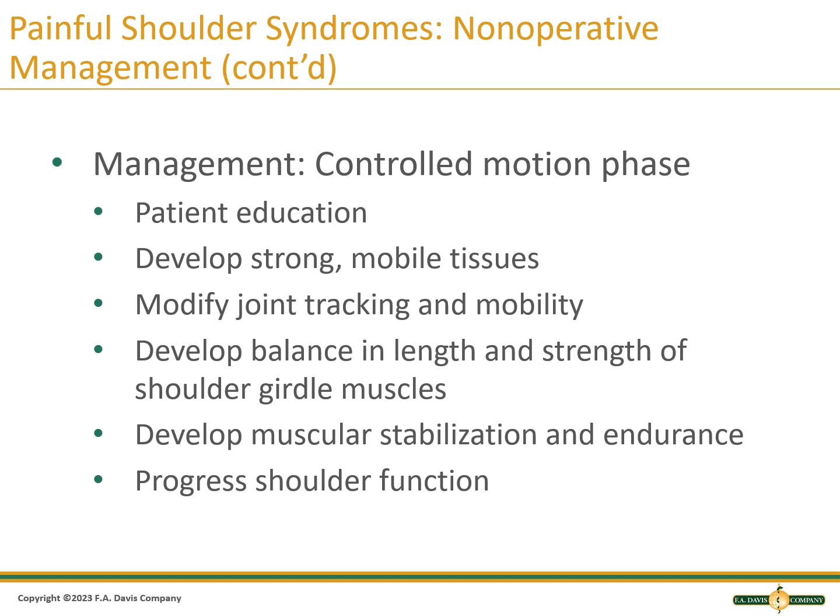During the controlled motion phase, we'll continue to provide patient education about appropriate activities to participate in, modifications that are needed, appropriate support and pain management, all of those things. We'll develop strong and mobile tissues with resistance training as appropriate and stretching, again, as appropriate. Modified joint tracking and mobility with neuromuscular training and proprioceptive training. Develop balance in length and strength of the shoulder girdle muscles.